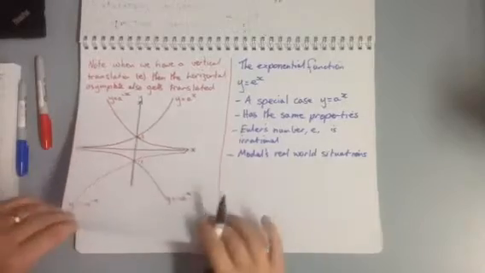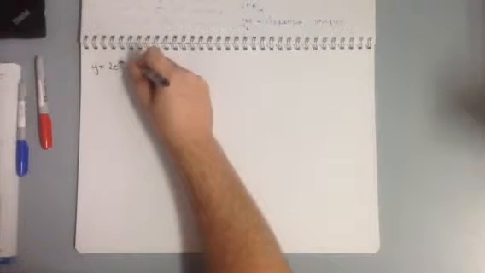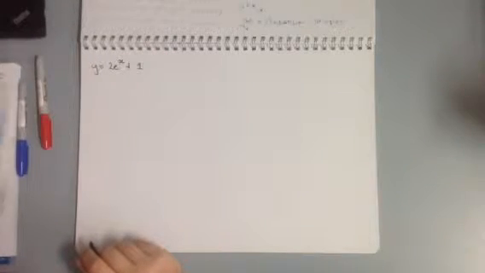We're just going to sketch a couple of graphs to finish off this section. Say we have y equals 2e to the x plus 1, and we need to sketch that now.